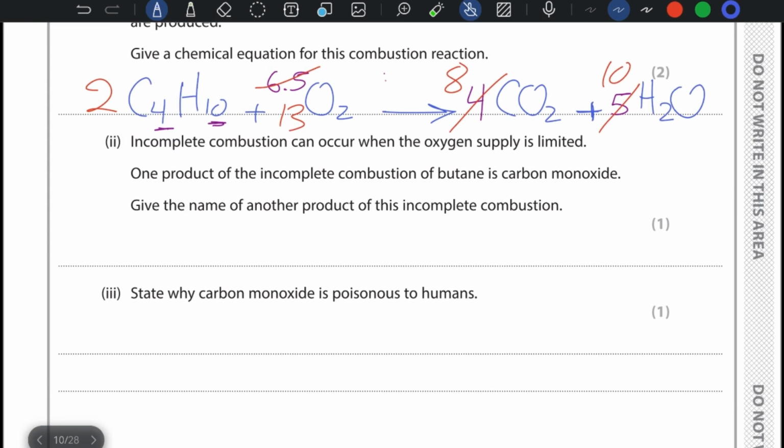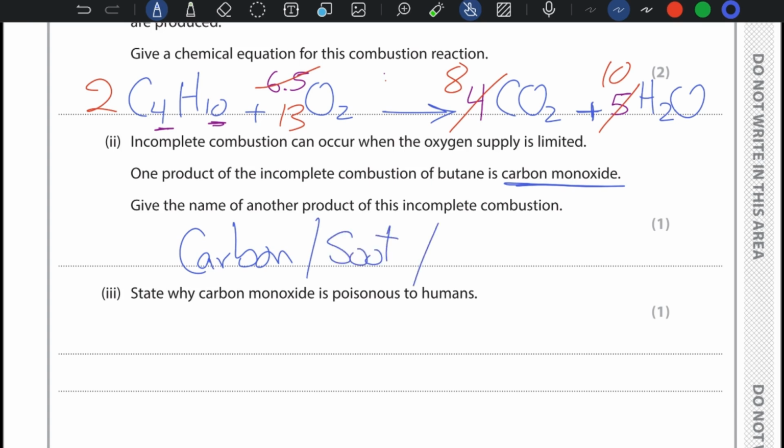Incomplete combustion can occur when the oxygen supply is limited. One product of the incomplete combustion of butane is carbon monoxide. Give the name of another product of incomplete combustion. We can say carbon, or soot, the black form of carbon. We can say water. Even in incomplete combustion, the products contain water.